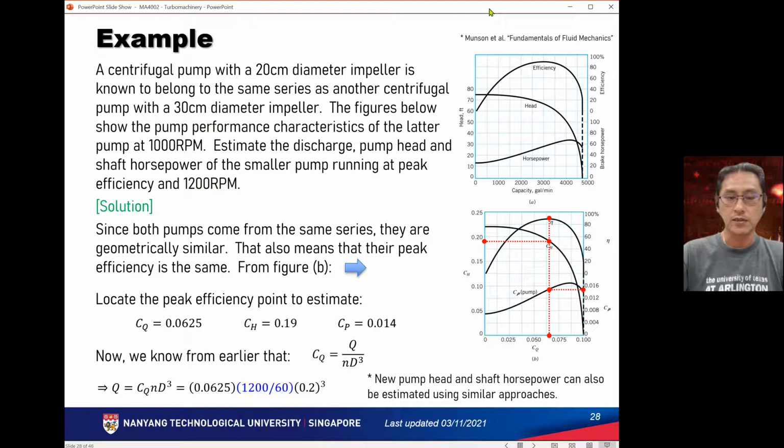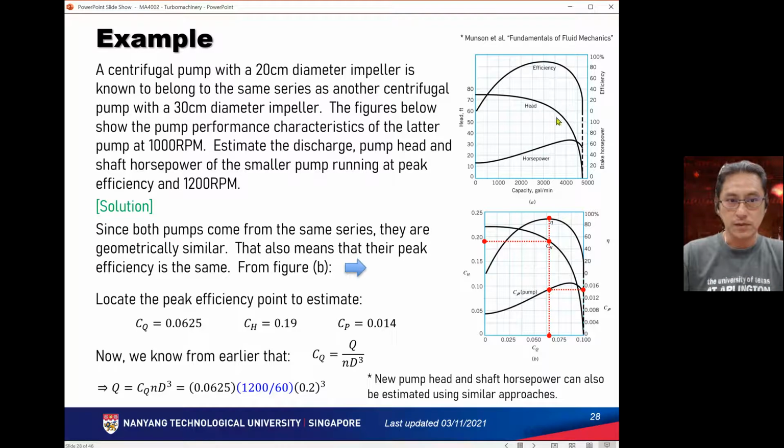The last time we stopped, I believe we were talking about dimensionless pump performance, and over here will be a quick example to illustrate how we can make use of dimensionless pump performance parameters to help us solve questions. Let's quickly run through the example. We have a centrifugal pump that has a 20 cm diameter impeller, and this pump is known to belong to the same series as another centrifugal pump with a 30 cm diameter impeller. So they belong to the same family. Basically the designs are the same, it's just a matter of how big they are.